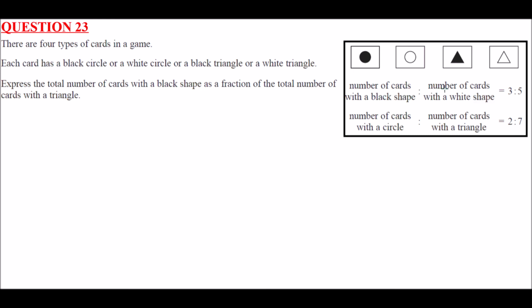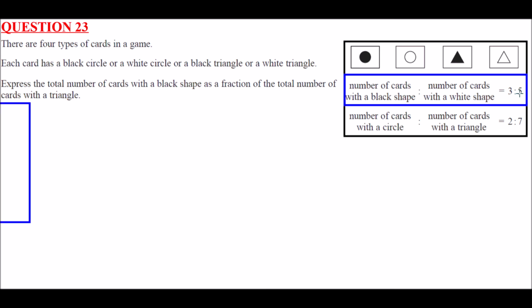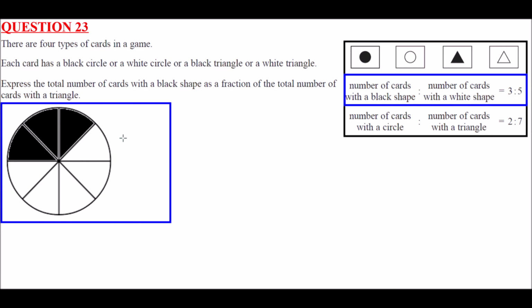We're told the number of cards with a black shape as a ratio to the number of cards with a white shape is 3 to 5. So 3 parts black to 5 parts white. Let's think of this as a picture. So 3 parts black, 5 parts white. That's 8 parts in total. You can hopefully see here that 3/8 of these cards have a black shape.